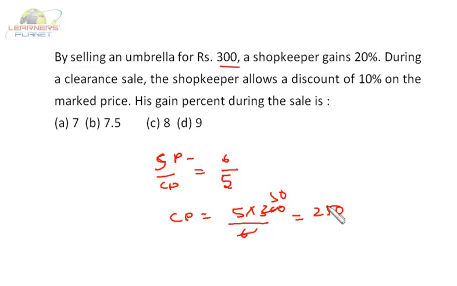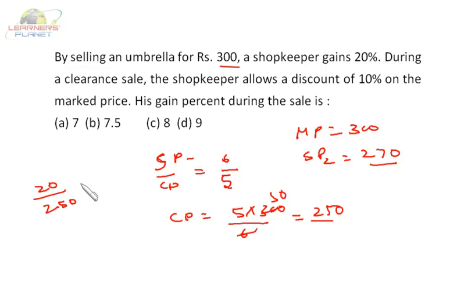Now if SP is 300, CP will be 250 rupees. Now selling price is 300, cost price is 250. Now the marked price is 300. Selling price and marked price, both of them will be same. So if the marked price is 300 and during the clearance sale, the shopkeeper is giving a discount of 10% on this price, then after 10% discount, the selling price will be 270 rupees. Now the cost price is 250 and the selling price is 270 even in the time of sale. So what's the profit? It is 20 rupees. 20 rupees profit over cost price 250, and we have to calculate the percentage profit. So it is 8% profit.